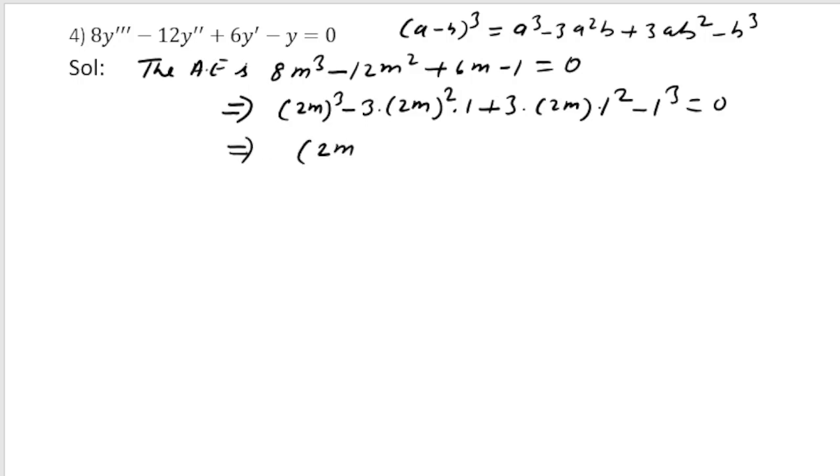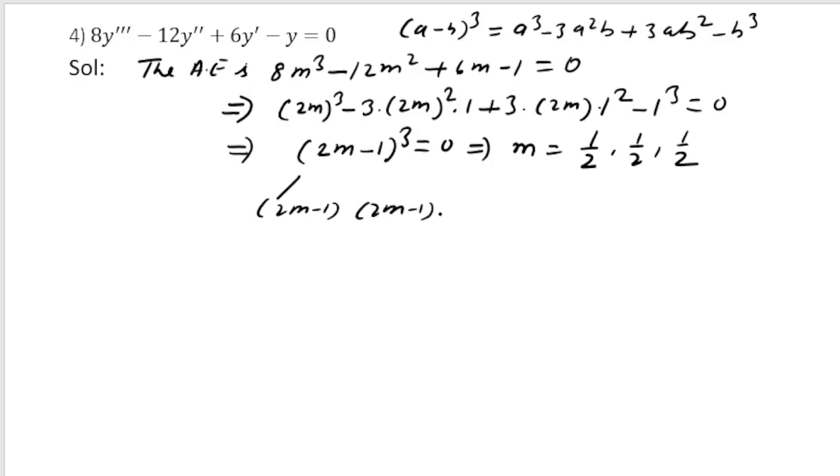So in place of a we have 2m, in place of b we have 1. So 2m minus 1 whole cube is equal to 0, and this will give me 3 roots, that is m is equal to 1 by 2, repeated 3 times. I hope you realize that basically there are 3 factors here: 2m minus 1 into 2m minus 1 into 2m minus 1. Some students make the mistake of just writing m is equal to 1 by 2 and then they get the wrong answer, meaning they get 0 marks, because here the roots are repeated and it is coming 3 times.